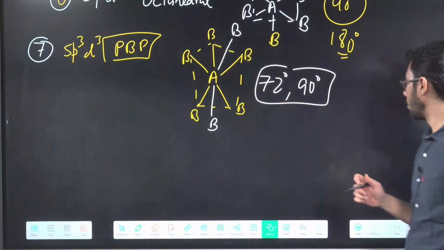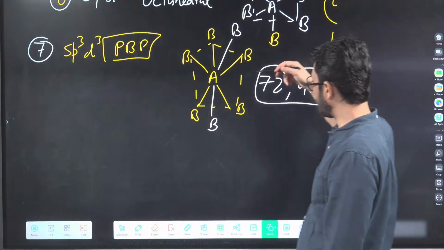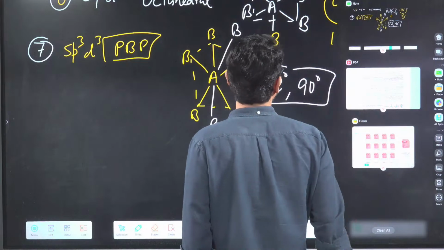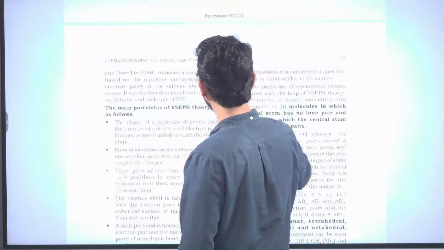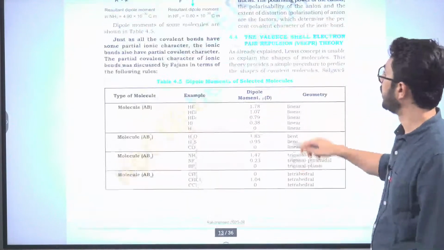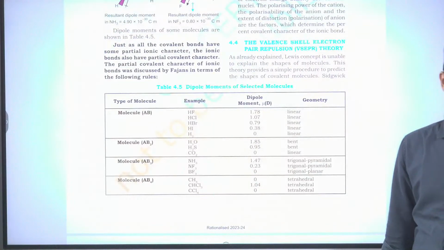Okay, so now go through this page number, which is 112 as per this book, or you can check page number 112. Here it is given, the valence shell electron pair repulsion theory. Go through this part fast.